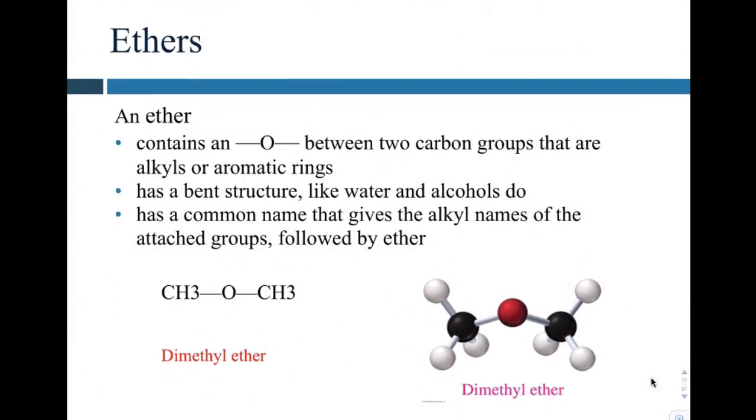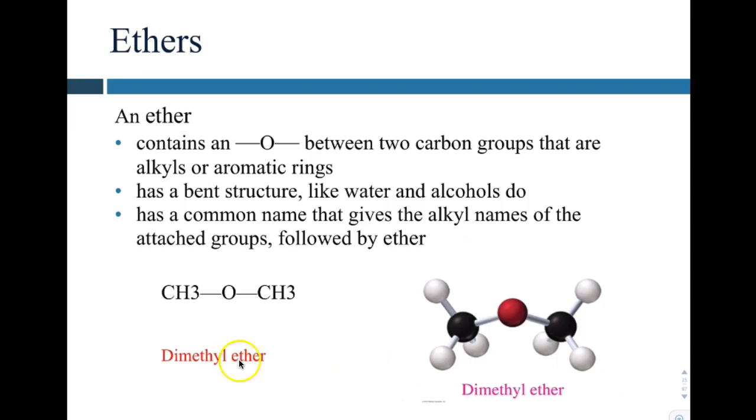So another thing we can do with oxygen is make an ether. An ether contains an oxygen between 2 carbon groups that are either alkyl groups, meaning regular meth, prop, but groups, or aromatic rings, meaning like benzenes. It has a bent structure, like water and alcohols do, and then it has a common name that gives the alkyl names of the attached groups followed by ether.